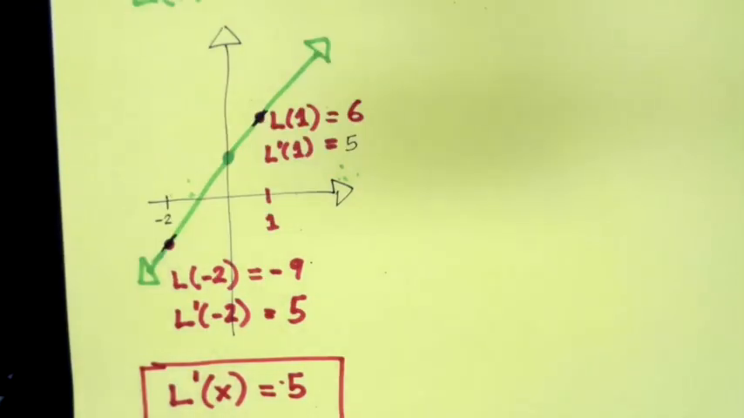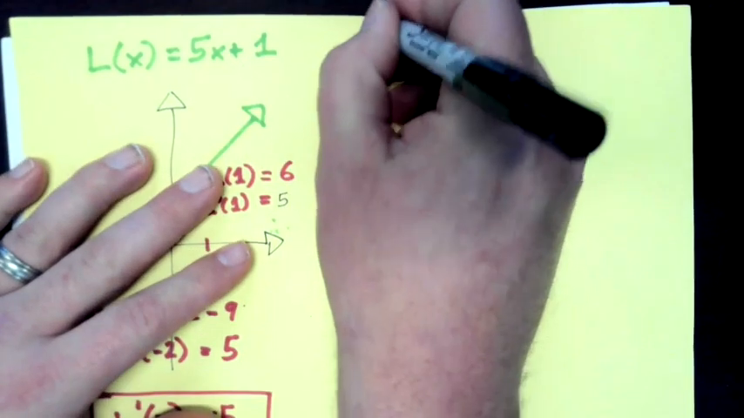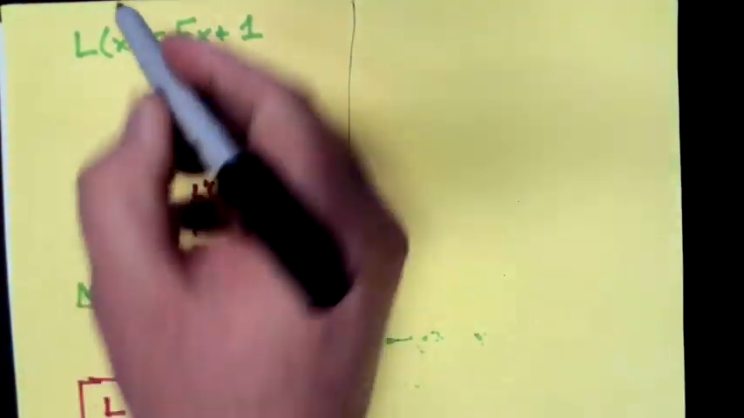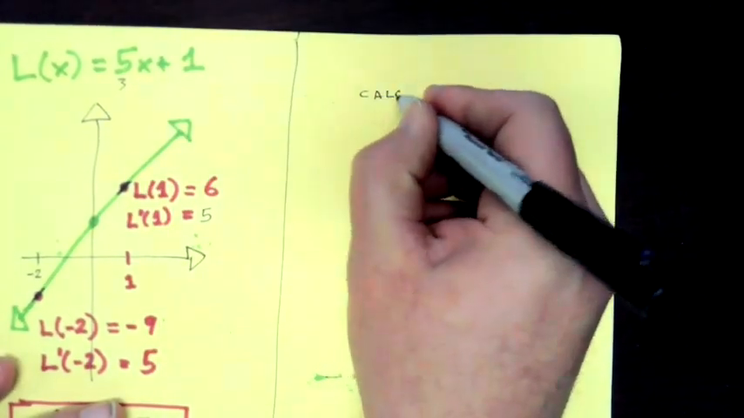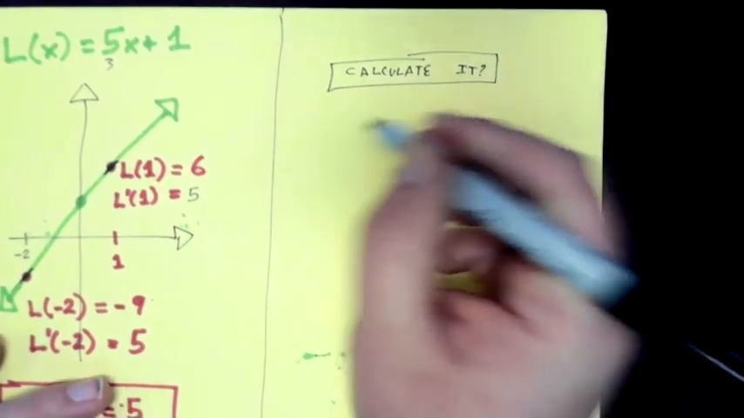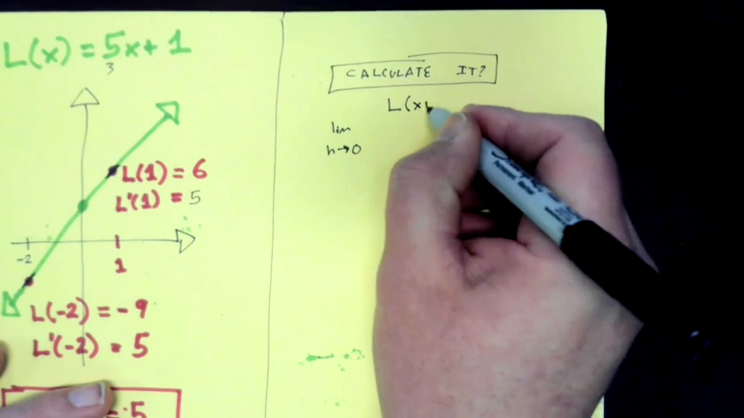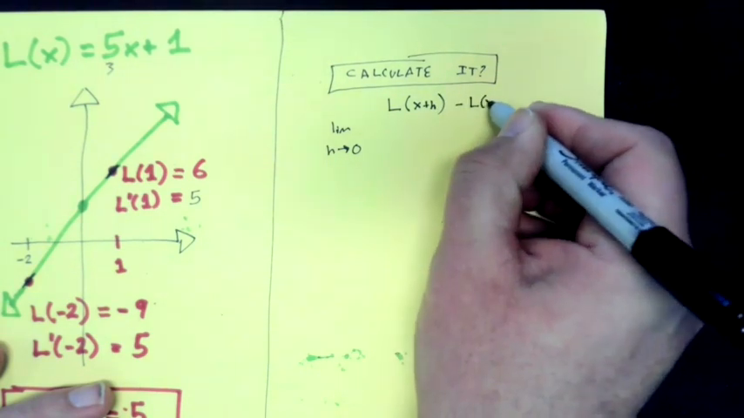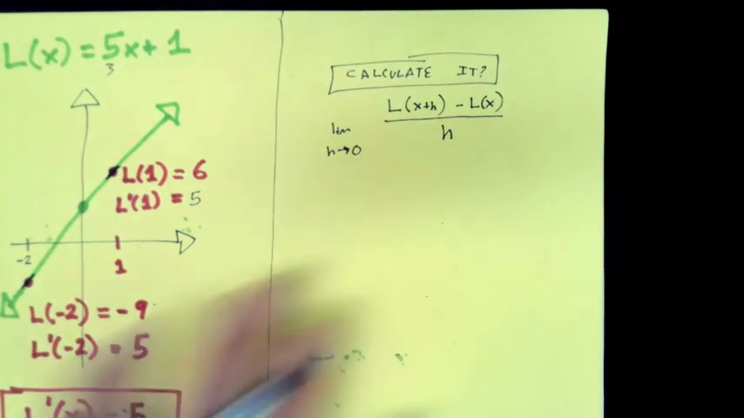So that's cool. And now for this line, we have this geometric interpretation that the slope should be equal to the slope of the line. And now I'm wondering if we can calculate it. So I'd be looking at the limit as h approaches 0 of L of x plus h minus L of x all over h. And so I'm going to give you a few moments to calculate this.